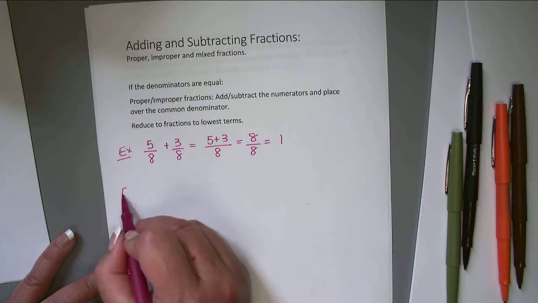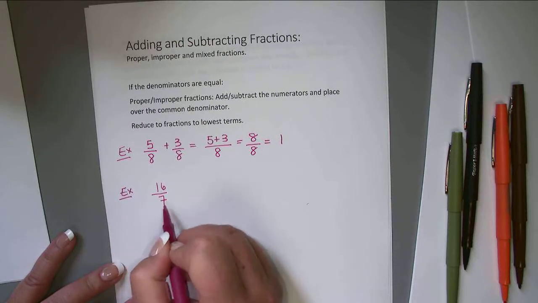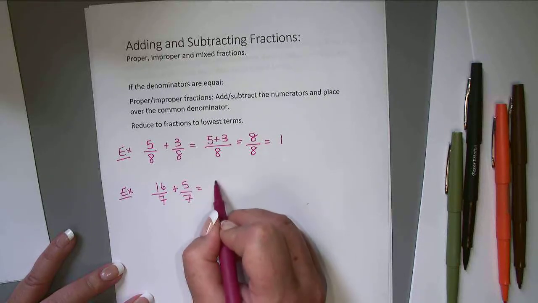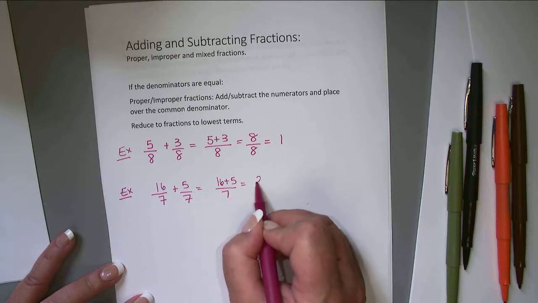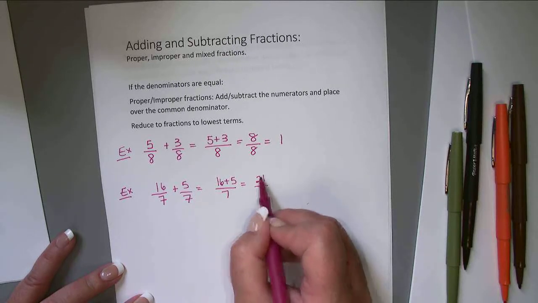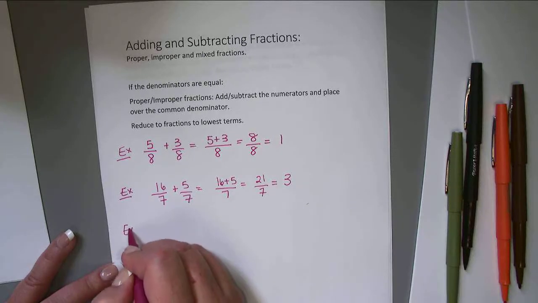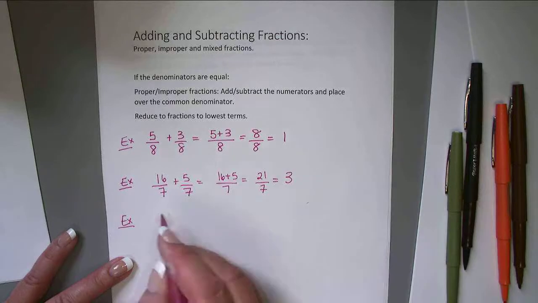Okay, we'll just do a couple examples here. 16 over 7, an improper fraction, plus 5 over 7. 16 plus 5 is 21 over 7. 7 goes into 21 3 times, so that would be in its reduced form. Now these two equal whole numbers when we add or subtract, but they don't have to, of course.